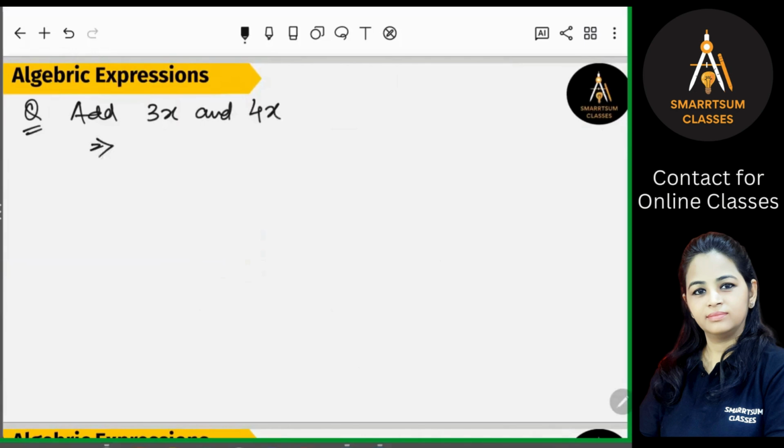Since there is an operation, that is the addition operation, we will first write it down as an expression and put a plus sign here: 3x plus 4x. Now we will check, are they like terms? Yes or no? Yes. How do we identify whether they are like or not? We will check their literal factors. They should be the same, right?